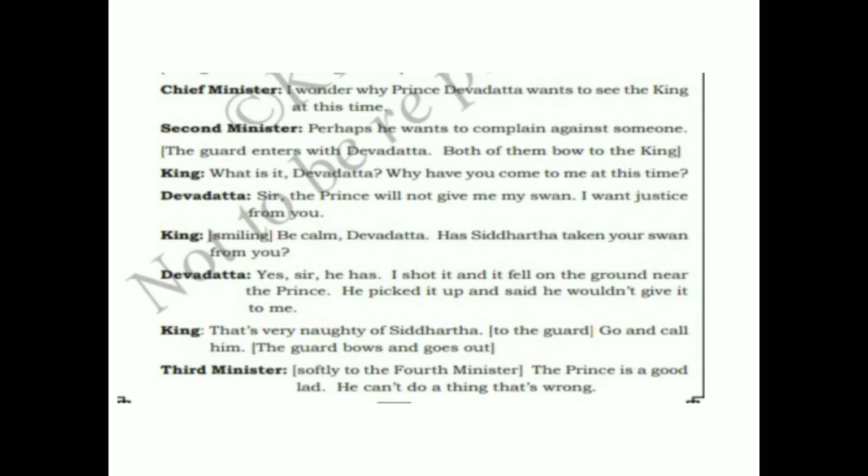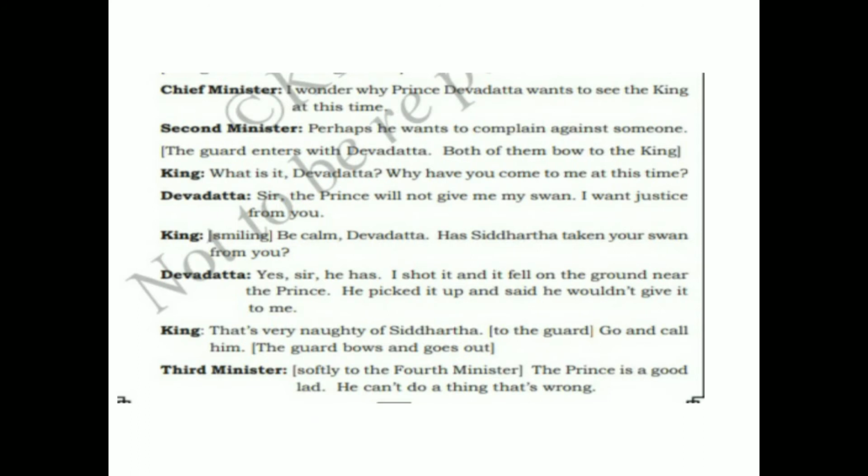So he told the full story. Yes, sir, he has taken the swan. I shot the swan and it fell on the ground near the prince. Siddhartha picked it up and he's saying he wouldn't give it to me. So the king says, that's very naughty of Siddhartha. He tells the guard, go and call Siddhartha. The guard bows and goes outside.